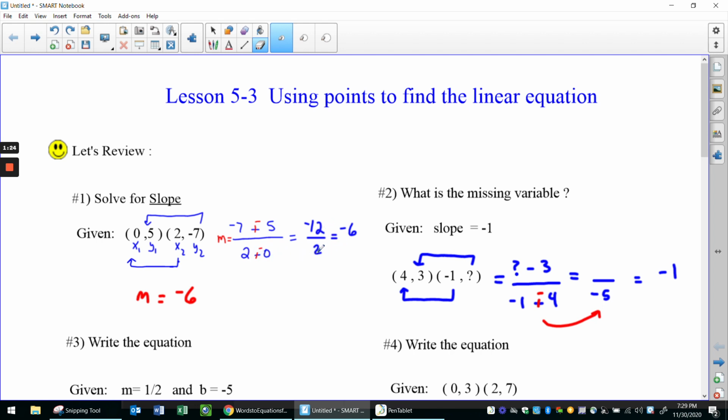And -12 over 2 is -6. So there you have it. Slope here is -6. Just a quick review there. Number 2 is a little different. Here you're given the slope. So we have the slope here, which is given to us. That's the slope right there.